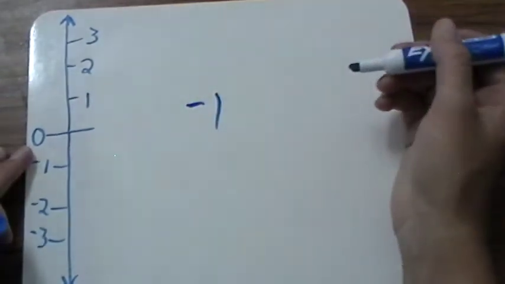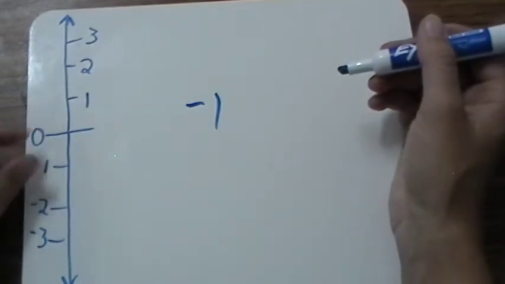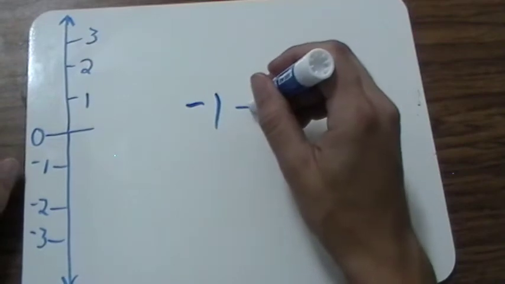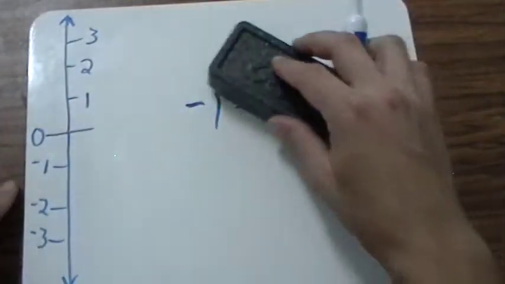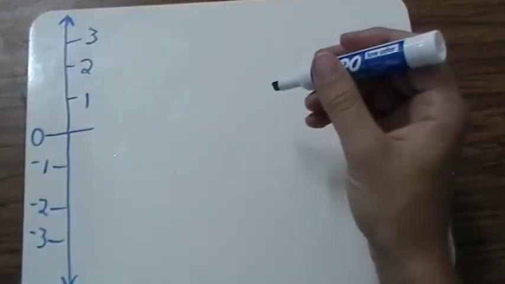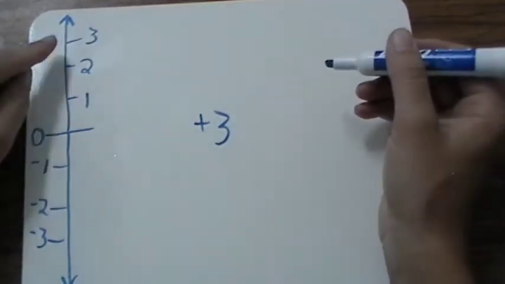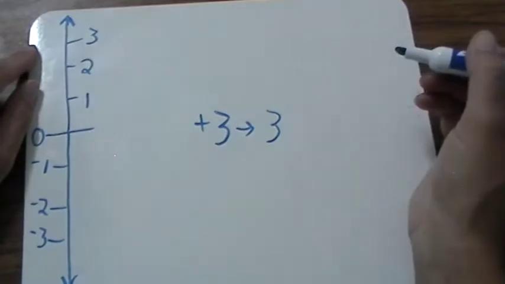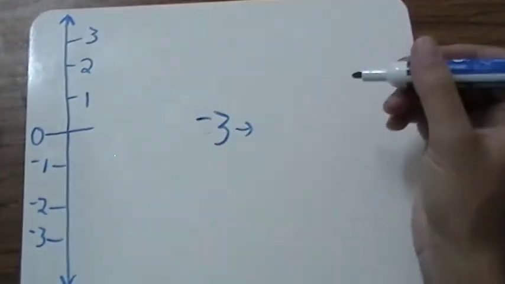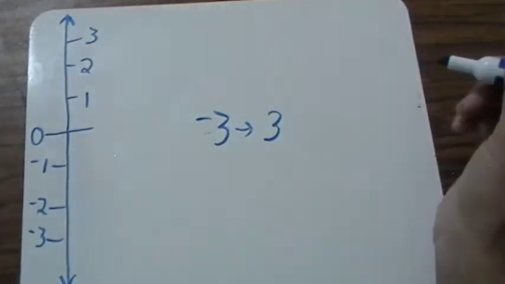Let's take negative 1. The absolute value of negative 1 is how much space is between it and 0? Well, just one space. So the absolute value is 1. How about positive 3? Positive 3, right up here. How many spaces between it and 0? 1, 2, 3. So the absolute value is 3. What about negative 3? How many spaces between it and 0? 1, 2, 3. So the absolute value is 3.